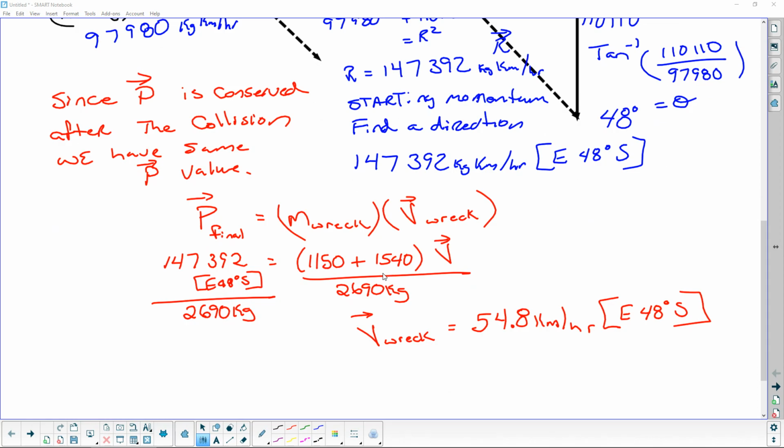Now, you can also have an explode problem as well, where something will explode apart, and we'll look at one of those as well. Any questions on that one? Okay, very similar to our vector one.